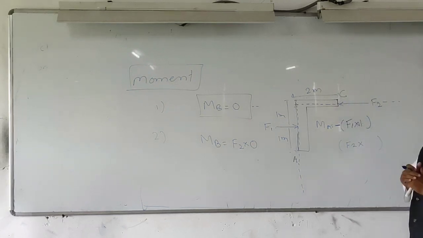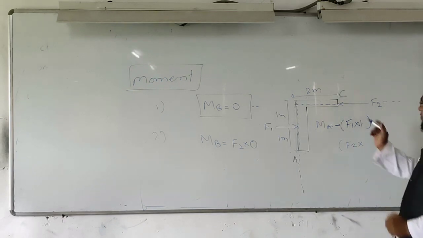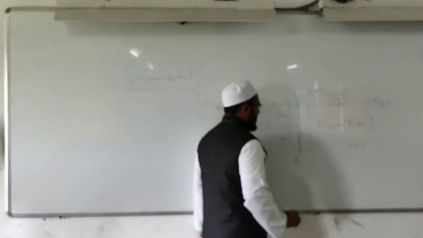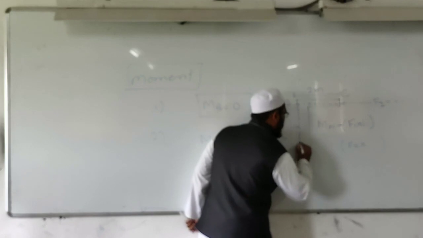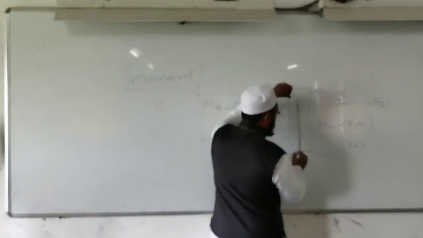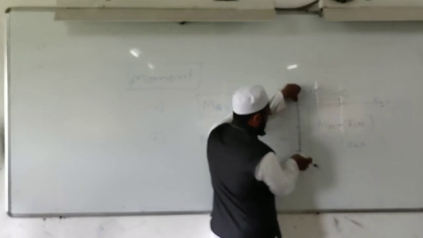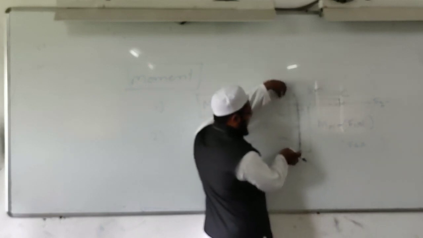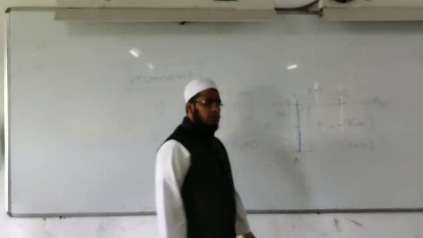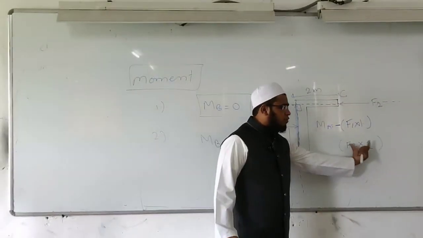For calculation of the moment, the perpendicular distance is required, and for that I will extend the line of action. This is the dotted line of action, and I will put a perpendicular from point A. I require this line from point A. It is 1 meter plus 1 meter, so it is 2. The magnitude is F2 into 2.